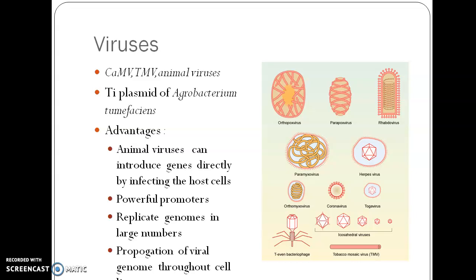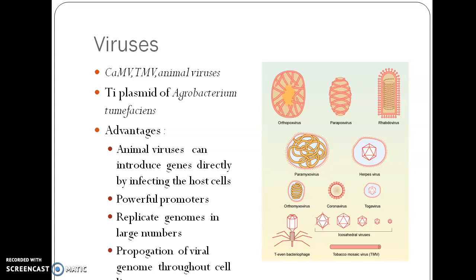Animal viruses like simian virus and bovine papilloma virus are also used as vectors. The Ti plasmid of Agrobacterium tumefaciens is used as a vector for plant cells. The advantage of using virus vectors is that they can introduce genes directly by infecting the host cell.